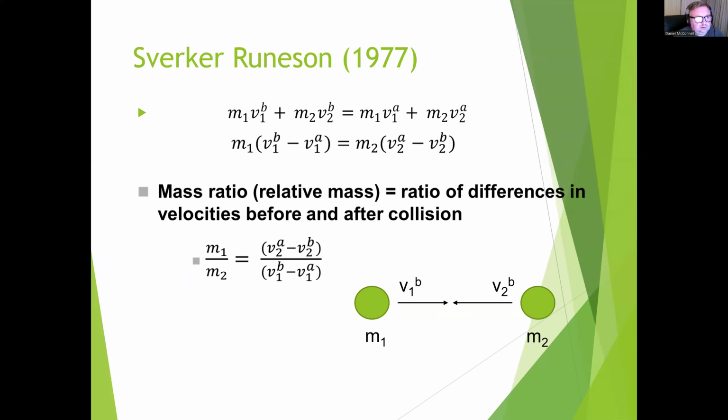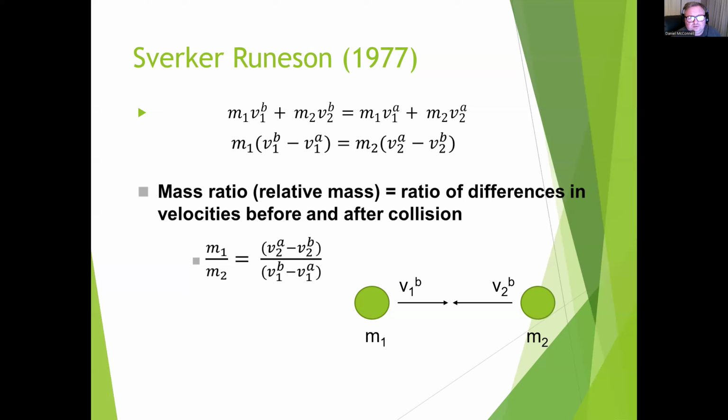M1 over M2 is equal to this weird velocity ratio of object 2 after minus before, and object 1 before minus after. So what's the whole point of all of that? Well, the idea is that, as I said before, when we perceive an event visually, maybe we can't see the force directly or the mass directly, but we can see the velocities and the accelerations, right? We can see the motion.